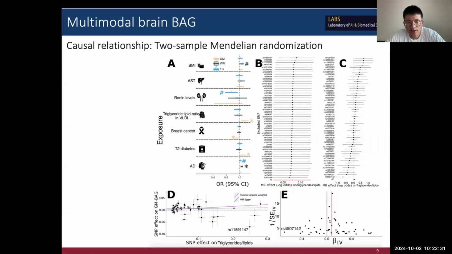As we can see here, Alzheimer's disease is causally linked with white matter BAG. This is reasonable because, although we know Alzheimer's disease is a gray matter disease, some previous research showed that microstructural disruptions in the brain could actually be an earlier marker than gray matter macroscopic atrophy patterns. The other interesting finding is that the triglyceride lipid ratio in VLDL is also causally linked with the gray matter BAG. Another significant finding is that breast cancer is causally linked with gray matter BAG.